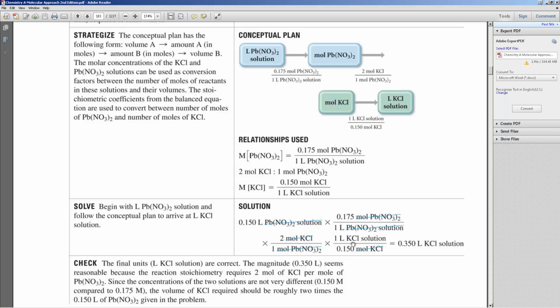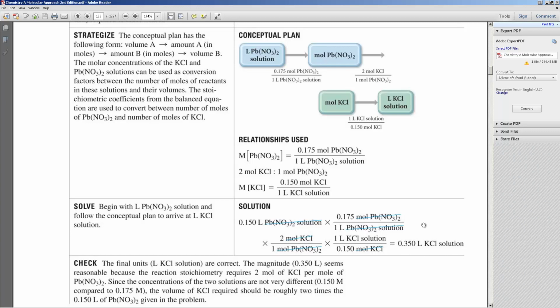We're given a concentration of KCl, but notice the real concentration is moles per liter. This is why I like to focus on conversion factors: we're actually using the inverse of the concentration, because now we need moles of KCl to cancel out and we need volume to be left, so it goes on top. And so the solution is 0.35 liters of KCl.